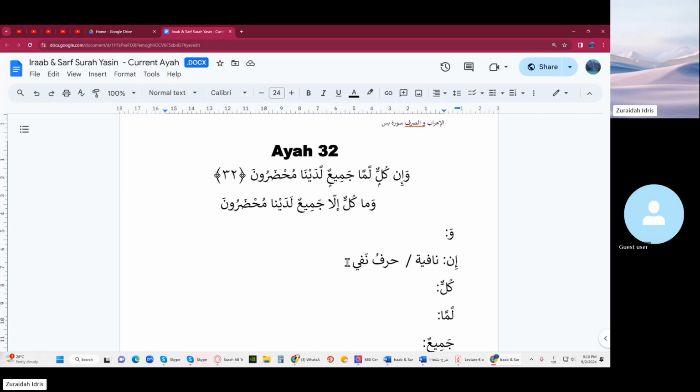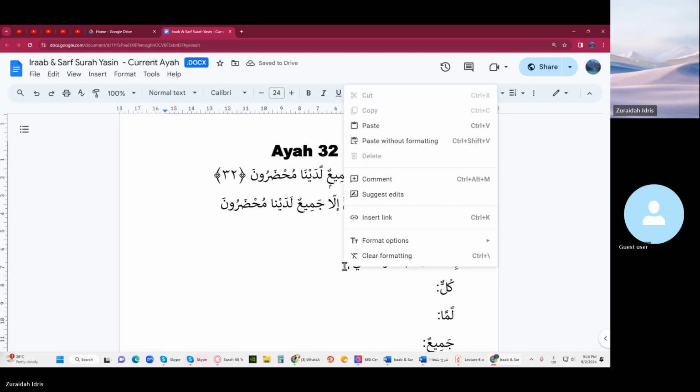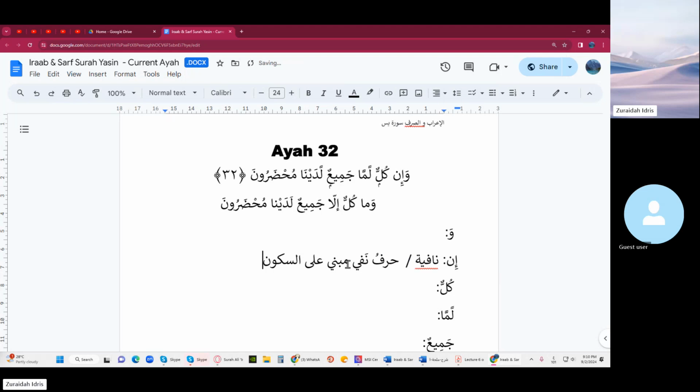And since it is harf, of course, then you will have to say it's mabni. Because it's mabni, as you see, on sukun, in. So this is mabni. Now, mabniyun is actually the isim maf'ul of the verb bana. This is the verb bana, ba nun ya mansura. So that's the thing behind it.